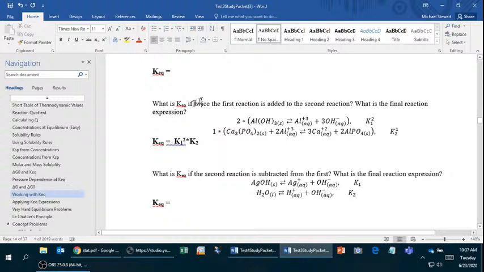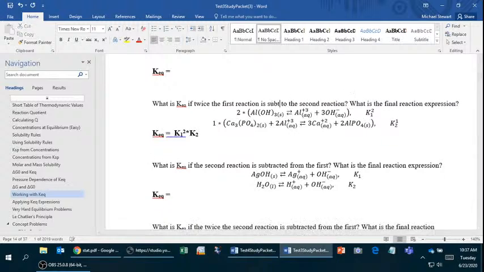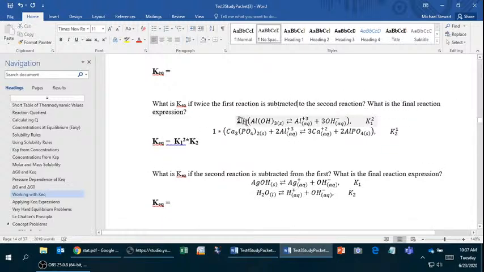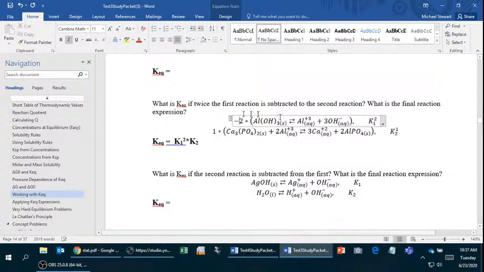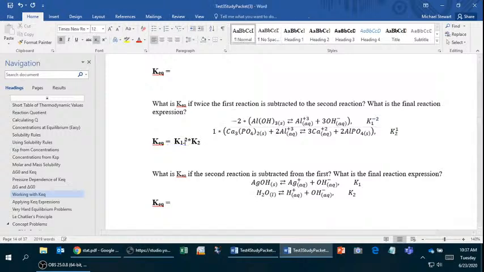Let's say we switch around, what if twice the first reaction is subtracted? Instead of added, we said subtracted. Subtraction is a negative, so you would just have a negative there. That would give you a -2 there, and that would be k1 to the -2 times k2, or k2 divided by k1 squared. So that's how you work those types of problems.